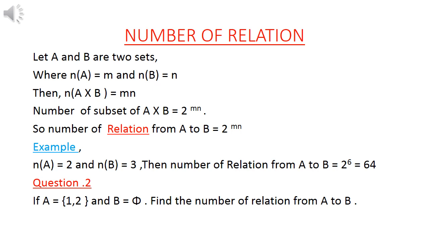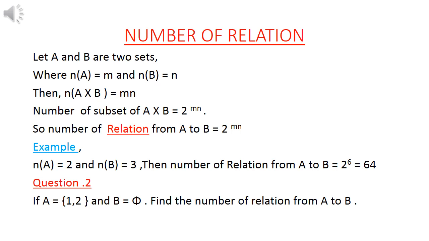In sets, we know that the number of subsets of a set with n elements is equal to 2 to the power n. Here the number of elements in A cross B is mn. Therefore the number of subsets of A cross B is equal to 2 to the power mn, which is equal to the number of relations from set A to set B. Therefore the answer is 2 to the power mn.